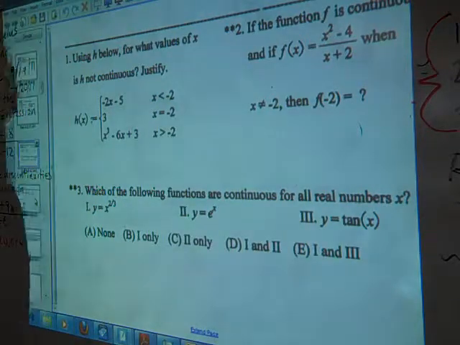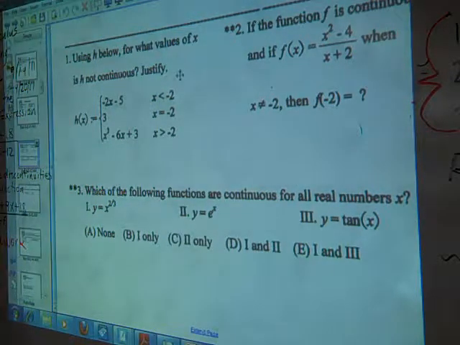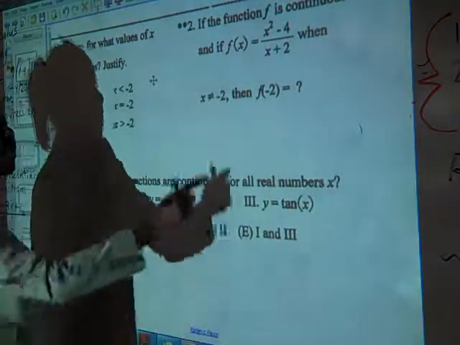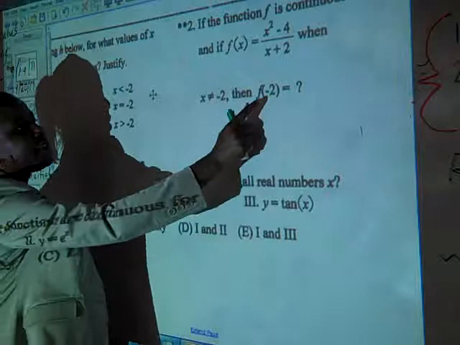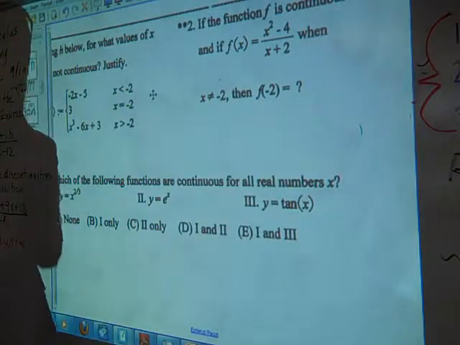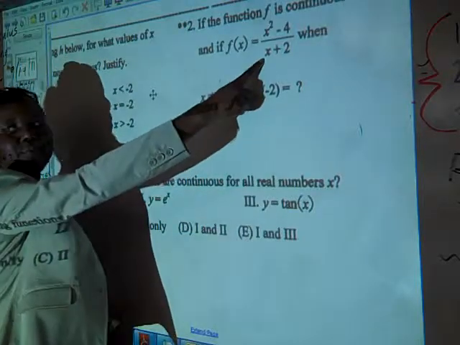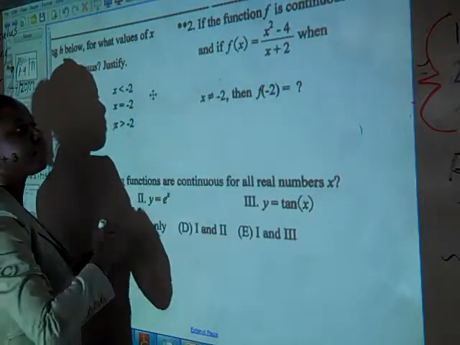Let's look at number 2, which also came from the AP test. It says, if the function f is continuous, and this is my function when x is not -2, then what should f of -2 be? Now, why do they tell me it's the case when x is not -2? Because what happens when you put -2 in here? What do you get? It's a no-no.